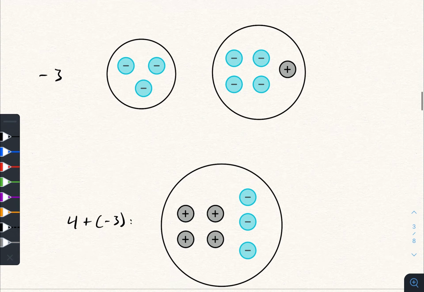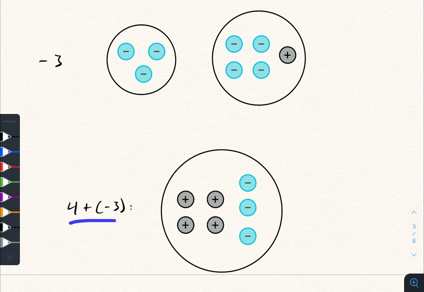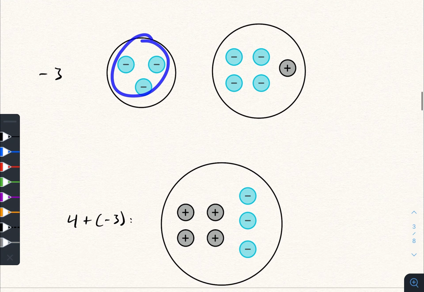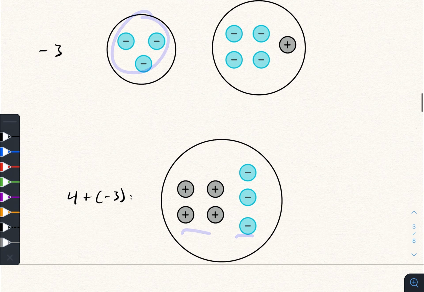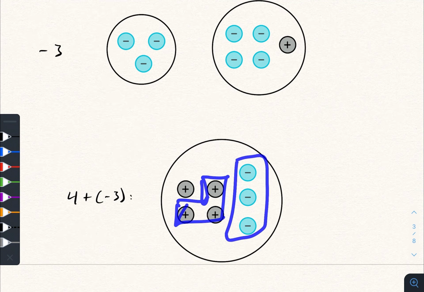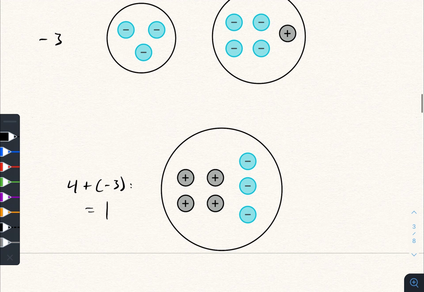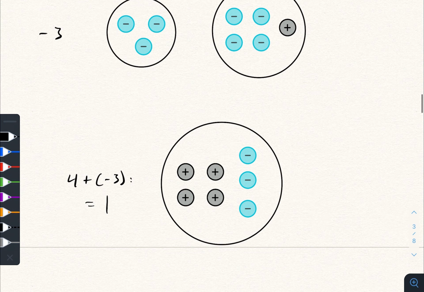This model, combined with the fact that you can represent numbers in different ways, makes it pretty easy to model addition, because if I wanted to model 4 plus negative 3, I could really just take these 4 positive chips, these 3 negative chips, and then just combine them together. And so when we do this, we then just have to figure out, well, what do we get after we get rid of all the canceling pairs? So we have 3 positives cancel with 3 negatives, and then we'll just be left with 1 positive chip at the end. So 4 plus negative 3 is equal to positive 1.